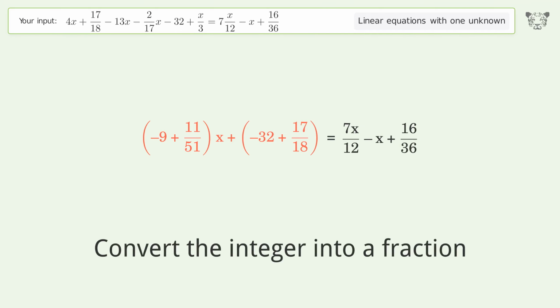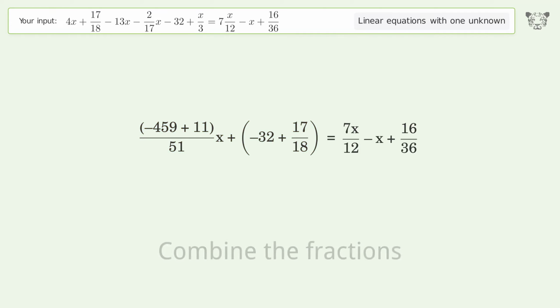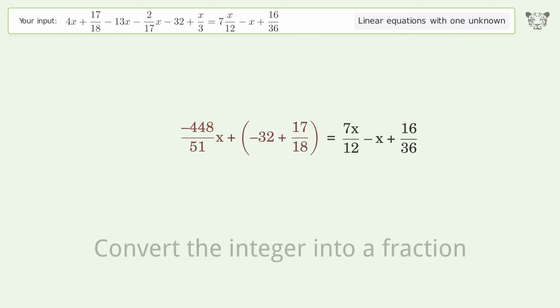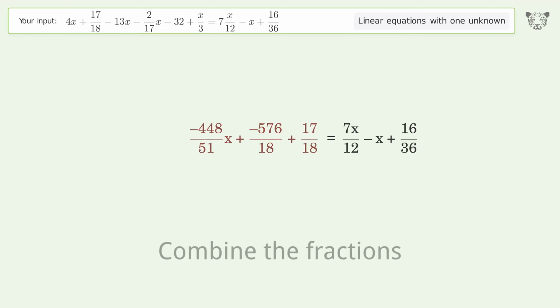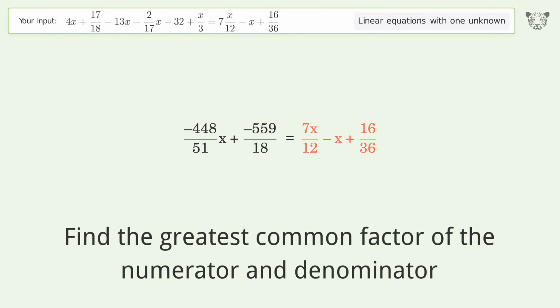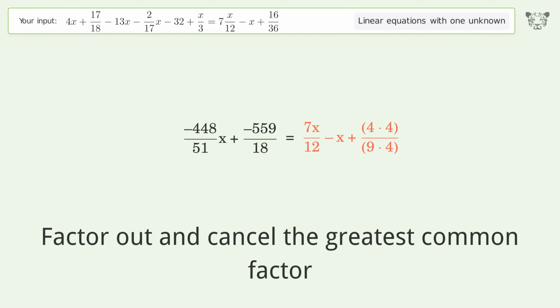Convert the integer into a fraction. Combine the fractions. Combine the numerators. Convert the integer into a fraction. Combine the fractions. Combine the numerators. Find the greatest common factor of the numerator and denominator. Factor out and cancel the greatest common factor.